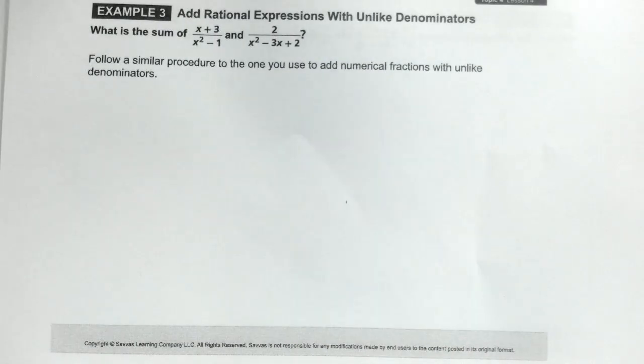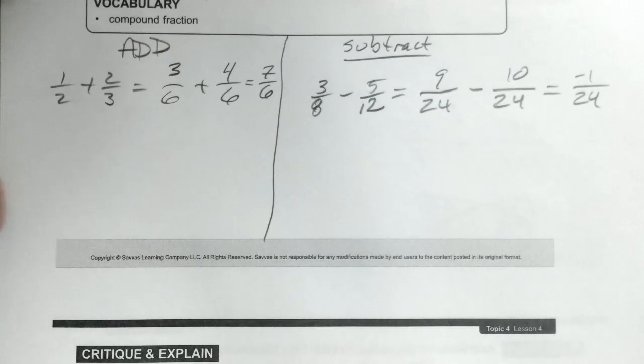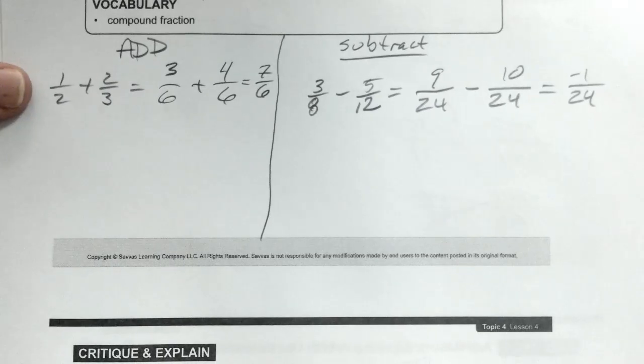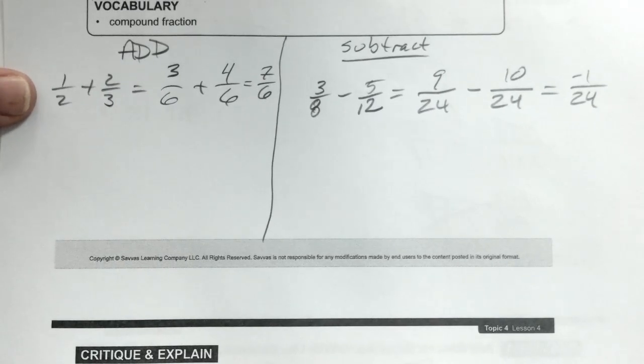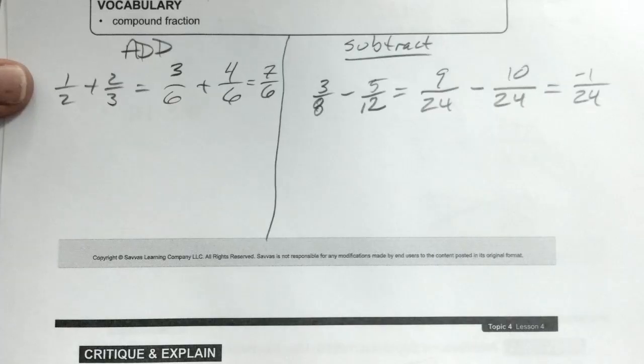All right. What do we do if we do not have like denominators? You gotta make them like denominators. Exactly right. So let's go back to the first page. We did, but we now have to deal with what happens whenever we do not have like denominators. No common denominator. I'm going to redo this problem.